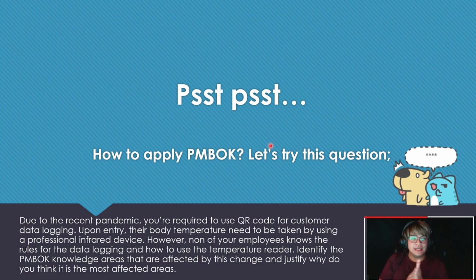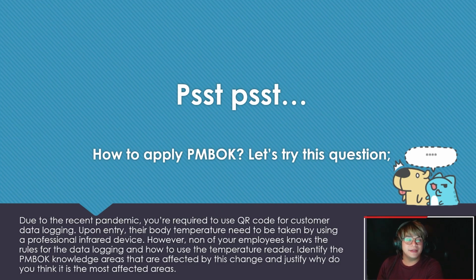For example, in this case, the PMBOK area that will be affected is cost, as it will require purchasing the infrared temperature device and also implementing the system for the QR code, the software as well. You will probably need to hire or pay the current employees extra for the extra job given to them, which leads to the human resource area of the PMBOK, where you need to train your employees how to use the devices and choose or employ new people to train the rest of the employees, since the question says none of your employees knows about it.